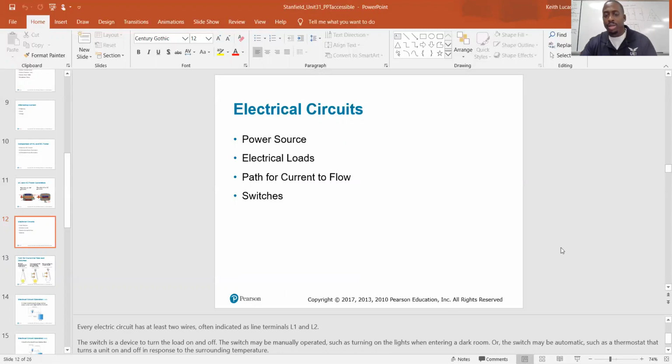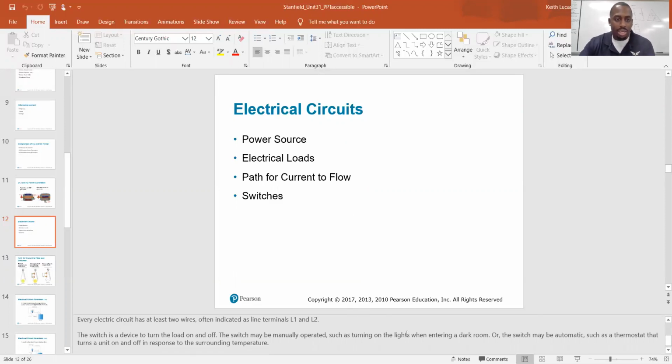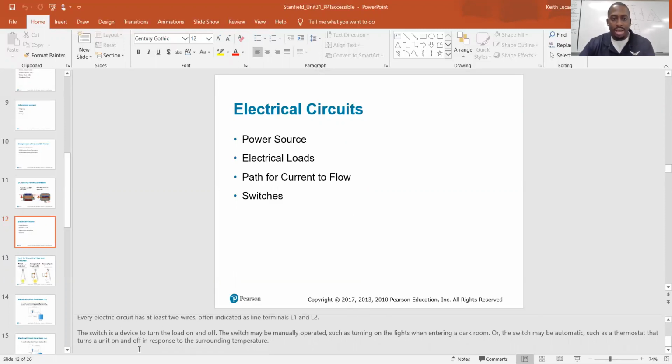Let's say, I like to use a vacuum cleaner, for example, to show you how the whole circuit works. So you have your source, which is coming from the wall, which is what you plugged your vacuum into. Then your vacuum itself would be the load. The cord on the vacuum would be the path for current to flow. And then last but not least is a switch. So the switch is a device to turn the load on or off.